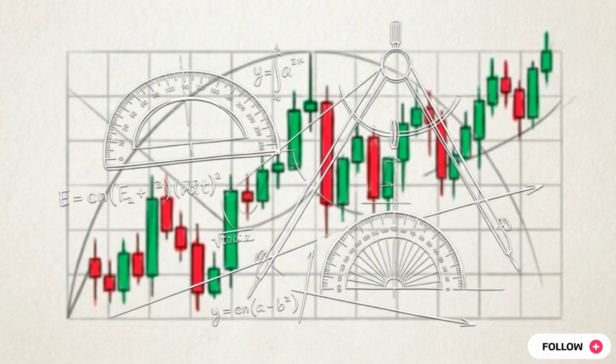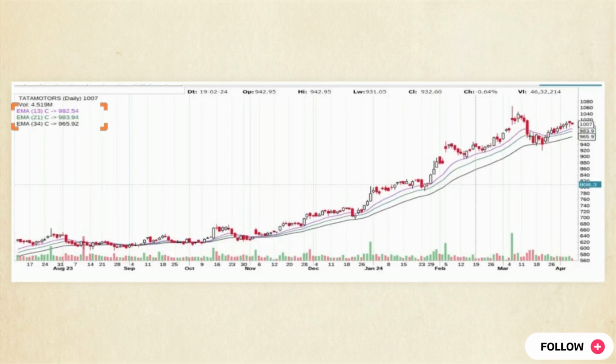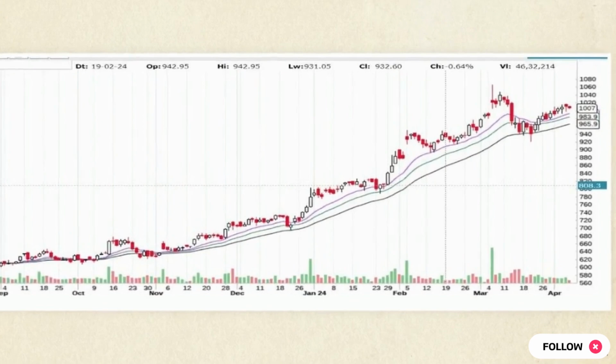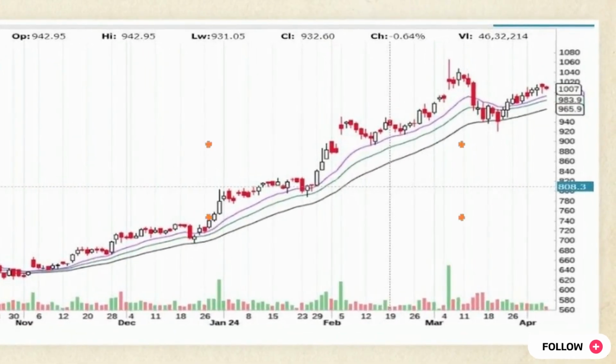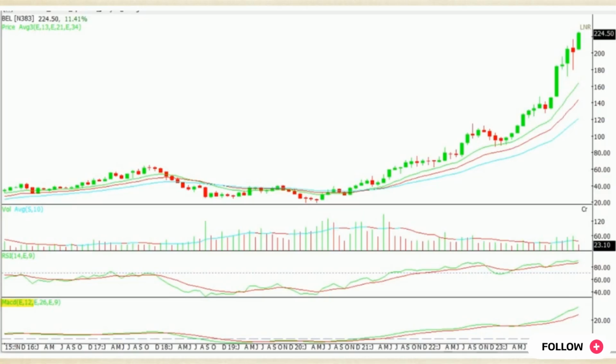Chart patterns provide a visual map of market psychology, but analysts also quantify this raw price geometry using mathematical formulas called technical indicators. On this Tata Motors chart, the colored lines are exponential moving averages. By heavily weighting recent closing prices, they act as dynamic, curving trend lines that smooth out daily volatility. In the bottom panel, the moving average convergence divergence, MACD, measures momentum shifts between those averages.